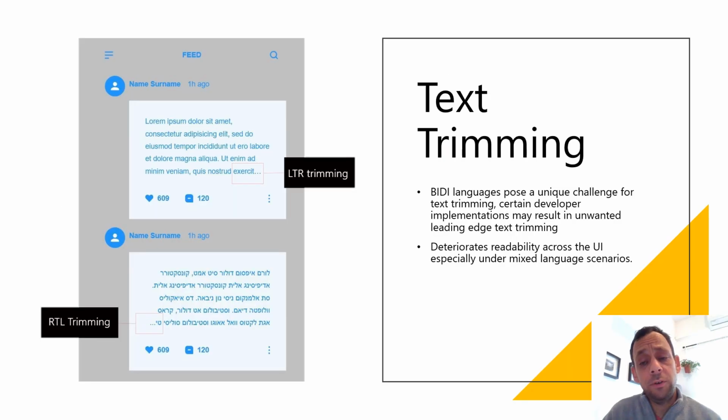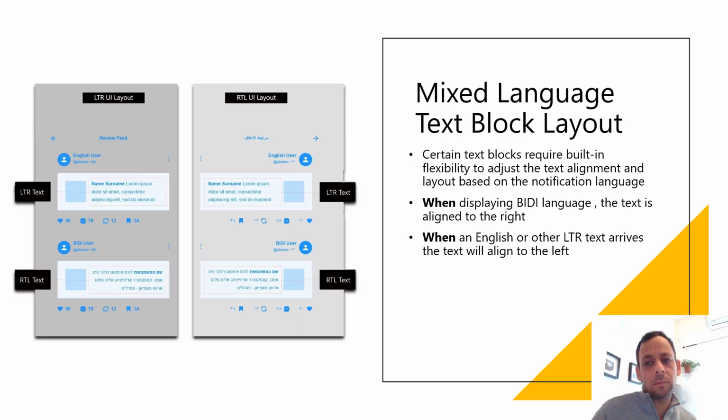BiDi languages pose a unique challenge for text trimming because you always want to make sure that you're trimming the trailing edge of a string. That being said, a user, for example in the chat UI, might be inputting English text or Hebrew text, and so you want to make sure that your trimming mechanism is actually trimming the trailing edge rather than the leading edge. Because if you're trimming the leading edge, that makes for quite a poor user experience.